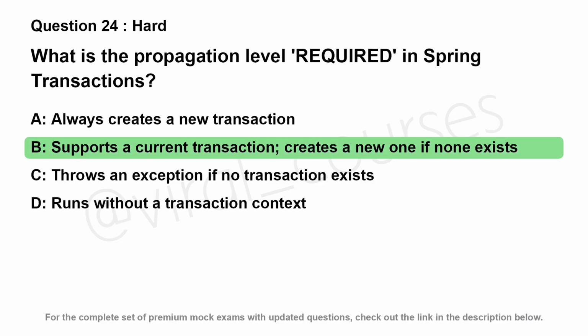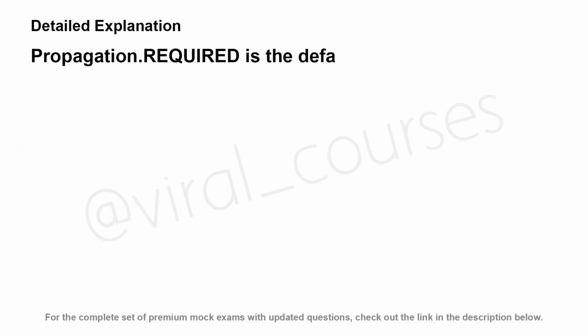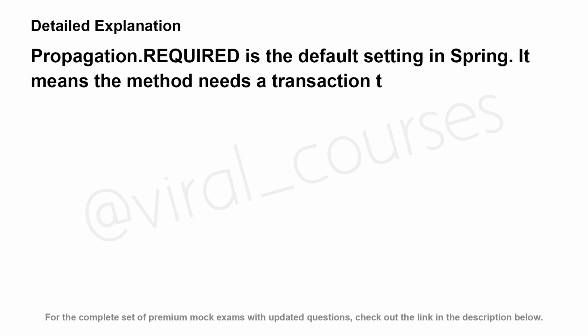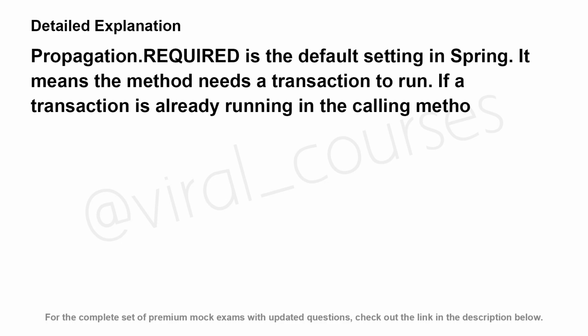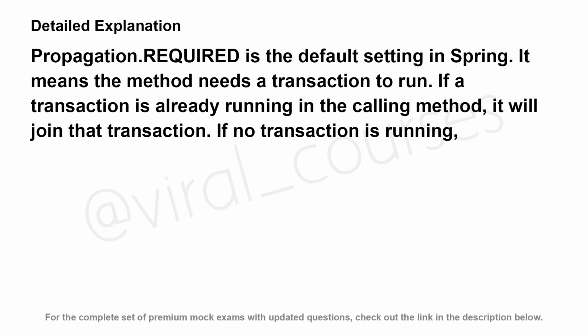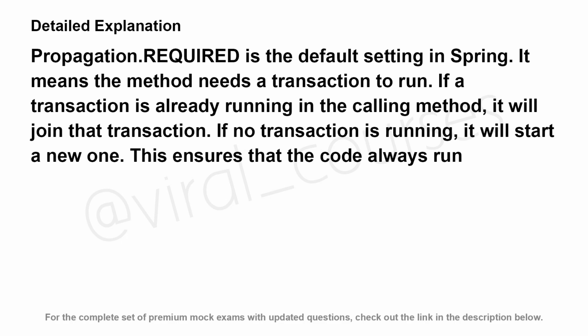The correct answer is B. Propagation required is the default setting in Spring. It means the method needs a transaction to run. If a transaction is already running in the calling method, it will join that transaction. If no transaction is running, it will start a new one. This ensures that the code always runs within a transactional context.